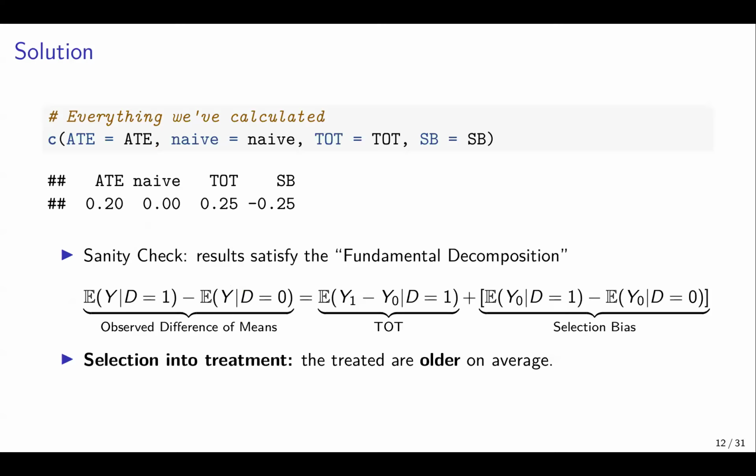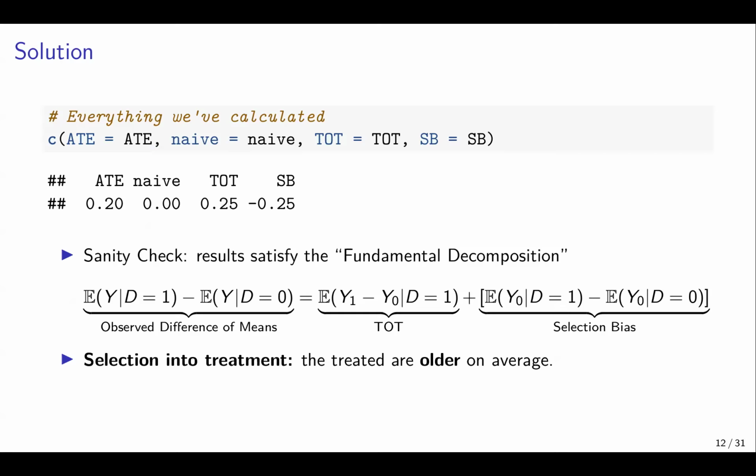Okay, so here is a nice clean summary of everything that we've done so far. In my example, the ATE was 0.2, the naive difference of means was 0, the TOT was 0.25, and the selection bias was minus 0.25. You may remember from our decomposition a few slides back that the naive difference of means has to be equal to the TOT plus the selection bias, and indeed, that's exactly what we get here. So we can do a sanity check, and everything works out.